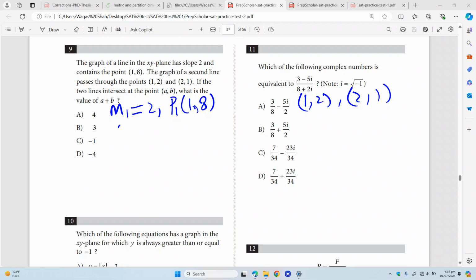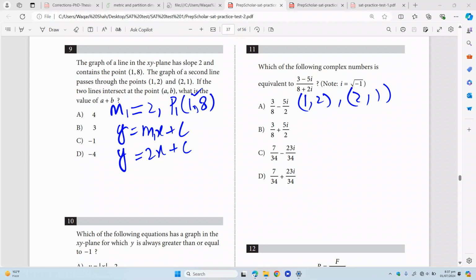Okay, so we have the general formula y is equal to mx plus c. Now plug the value of m. You can write m1, since we wrote m1 is equal to 2. Like this is the slope of the first line. It will be y is equal to 2x plus c.